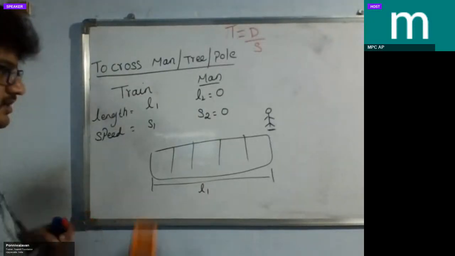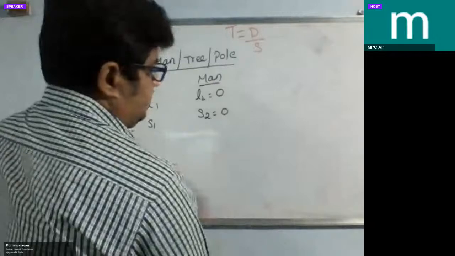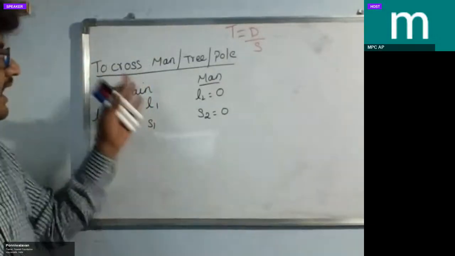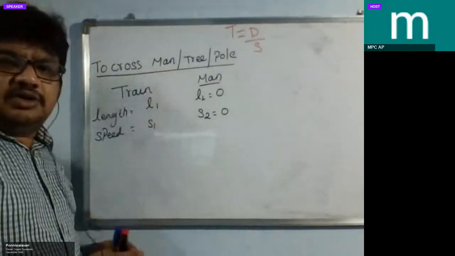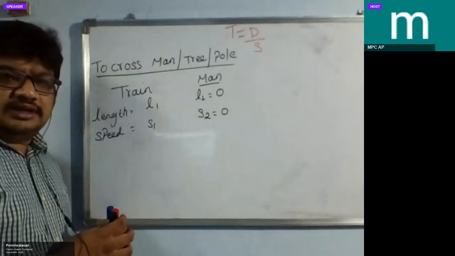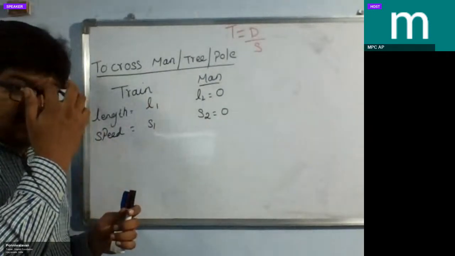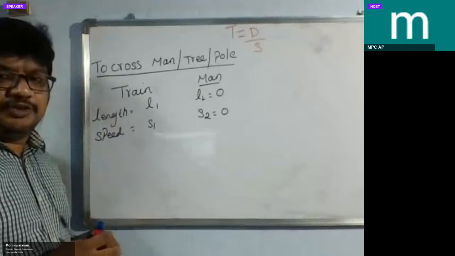Okay, yes. Hey, the train is, oh, it's very good. The train will travel at a speed of 45 km per hour.